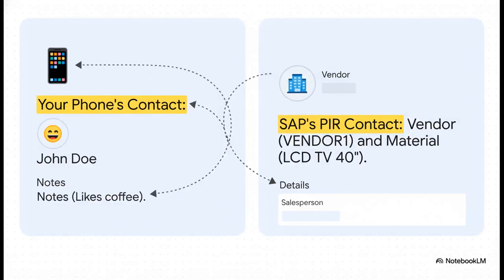And check out how perfectly this analogy works. In your phone, the contact's name is John Doe. In SAP, the contact is really the combination of the vendor and the material, say vendor 1 plus LCD TV 40-inch. The phone number? Well, that's kind of like the salesperson's name. It's the exact same logic, just totally beefed up for business.